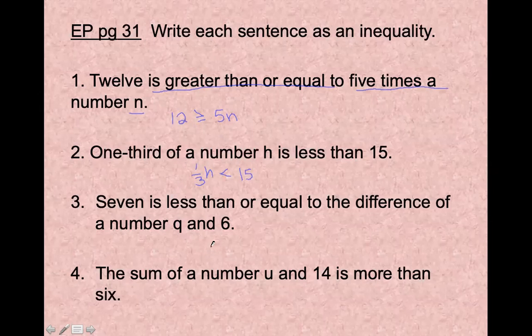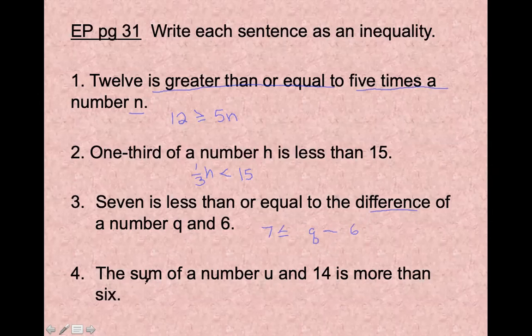All right, number 3, 7 is less than or equal to the difference of a number q and 6. All right, well, I'm going to start with the easy part of it. 7 is less than or equal to something. All right, it's less than or equal to the difference. So when I see difference, I think subtraction. Less than or equal to the difference of, and what are the things we're subtracting? A number q and 6. So 7 is less than or equal to q minus 6.